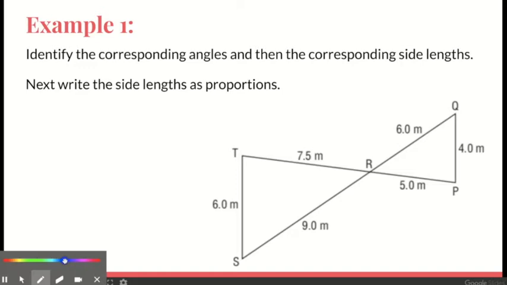Let's look at example number 1 here, where it's asking to identify the corresponding angles and then the corresponding side lengths. Now, I call this a bow tie example, where you have these two triangles that are attached at this point. And there is a trick in trigonometry that helps us identify equal angles. Anytime you have an X like this, the opposite angles are equal. So this angle is equal to this angle, okay? So in these two triangles, these two angles would be congruent.